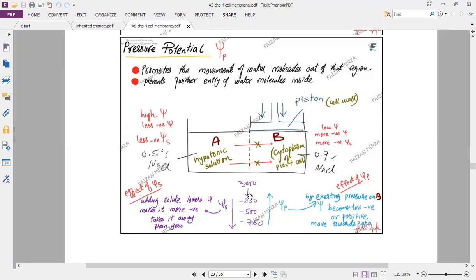So what has happened? What are the effects of increasing solute concentration on the water potential? If you add more solute, the water potential goes away from zero, it becomes more negative. But if you exert pressure, you bring the water potential back towards zero, it becomes more positive or less negative. This is exactly what the cell wall is doing, and it prevents the cell from bursting.